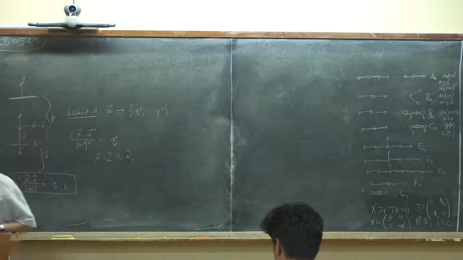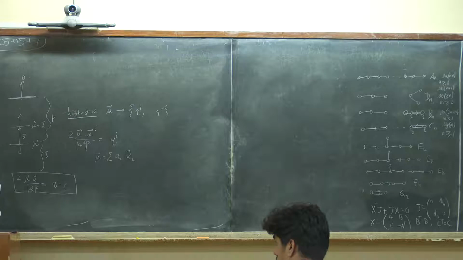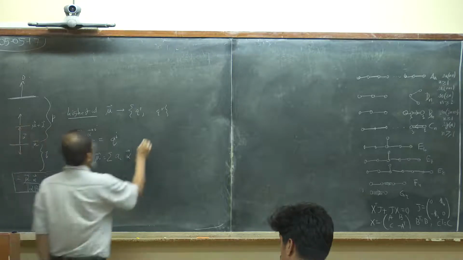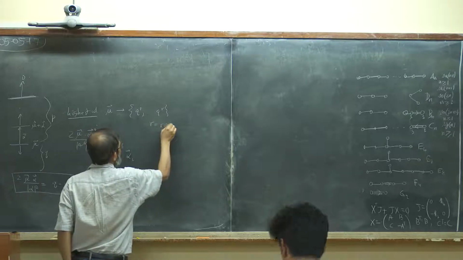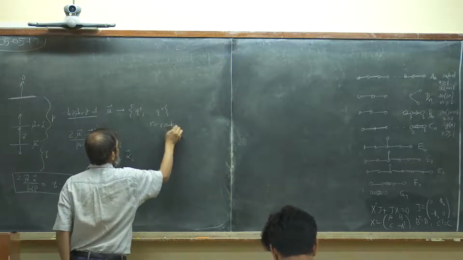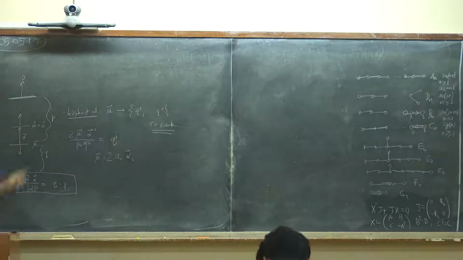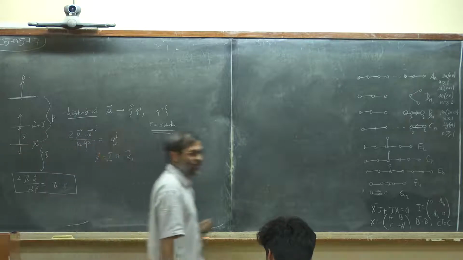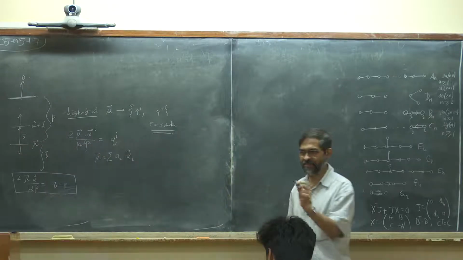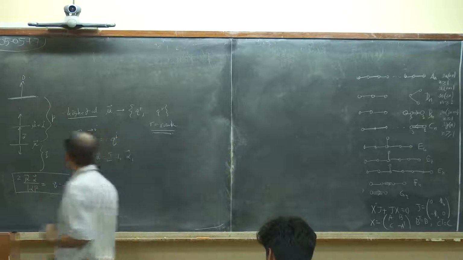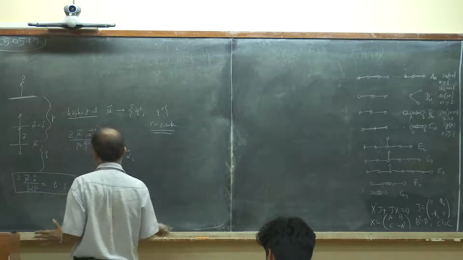R is the dimension of the weight space? No. R is the rank. So this vector notation, whatever vector notations I am giving here, they are always R dimensional vectors. That is the thing that is kept implicit.